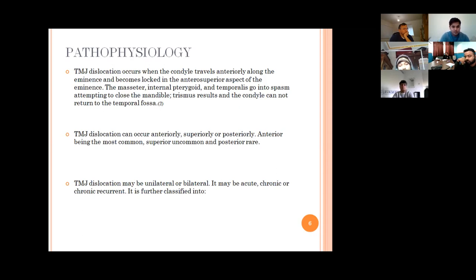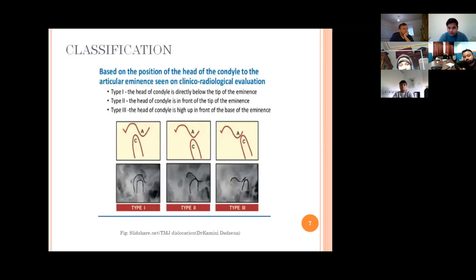TMJ dislocation can occur either anteriorly, superiorly, or posteriorly. Anterior dislocation is the most common, superior is uncommon, and posterior is rare. TMJ dislocation may be either unilateral or bilateral. It may be acute, chronic, or chronic recurrent. It can be further classified into three types.